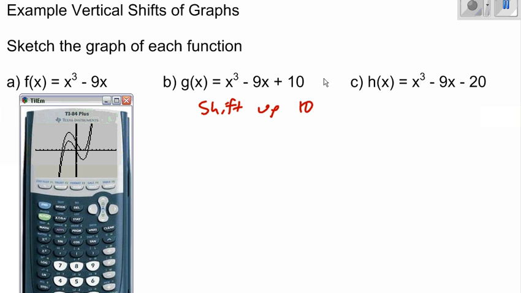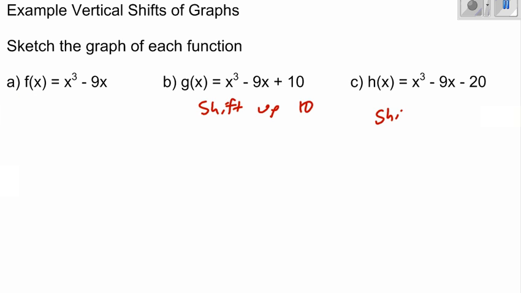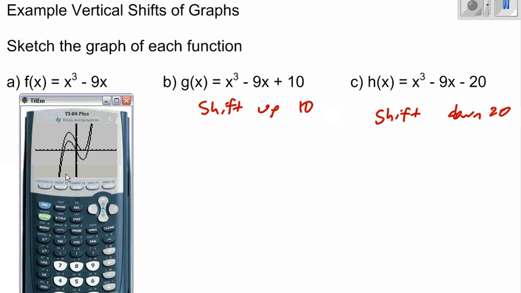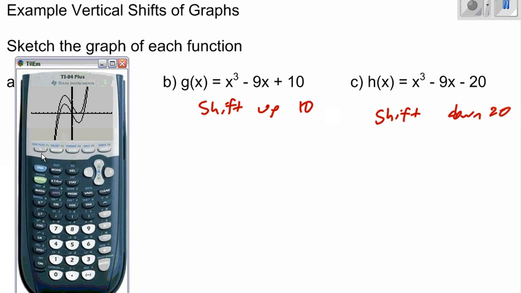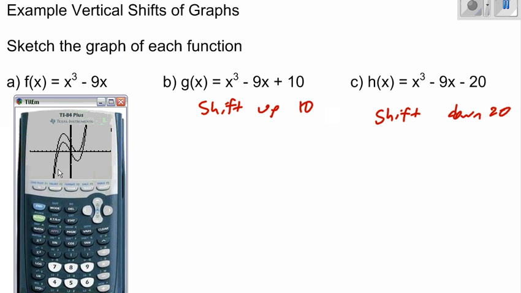Right there. Part C, again, that's the same function, but now it's minus 20. So that should shift it down 20 units. Now I'll tell my calculator to draw that function as well. It's going to keep all 3 of them on here now, but now it's going to draw the new one down below. And you can see that it shifted down about 20.